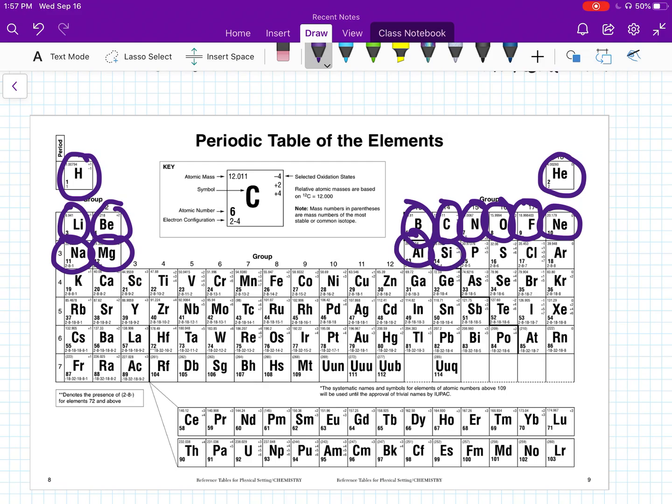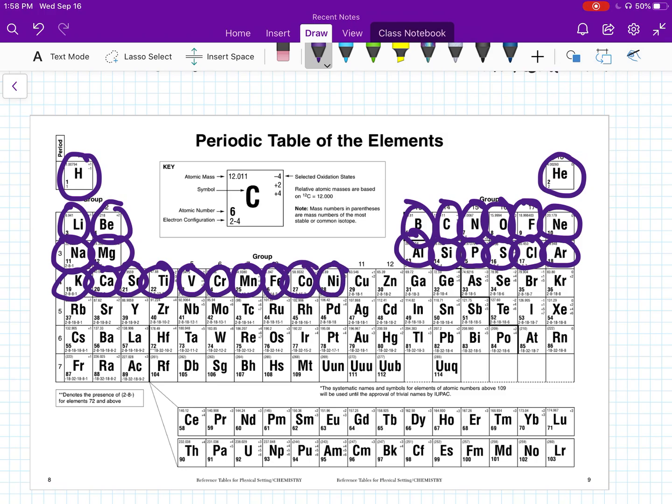aluminum, silicon, phosphorus, sulfur, chlorine, argon, potassium, calcium, scandium, titanium, vanadium, chromium, manganese, iron, cobalt, nickel, copper, zinc, gallium, germanium, arsenic, selenium, bromine, and krypton.